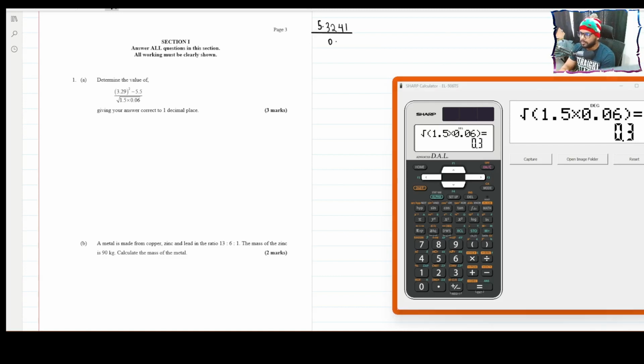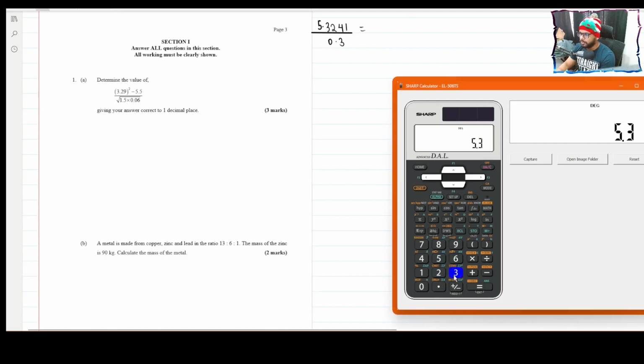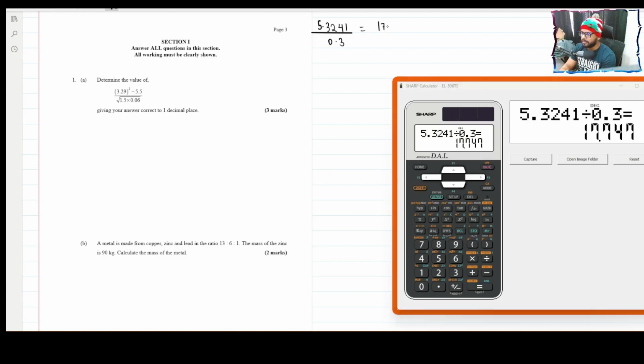So we get divided by 0.3 is equal to, and this here, 5.3241 divided by 0.3 is equal to 17.747. Giving your answer correct to 1 decimal place. So for 1 decimal place, I'm going to look at my second decimal place. If it's 5 or more, I'll add 1 to my first decimal place. However, it's not 5 or more, so this remains as 17.7, and you can put an extra statement: to 1 decimal place.